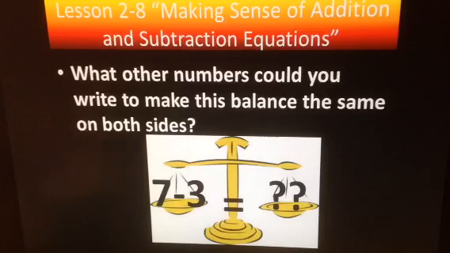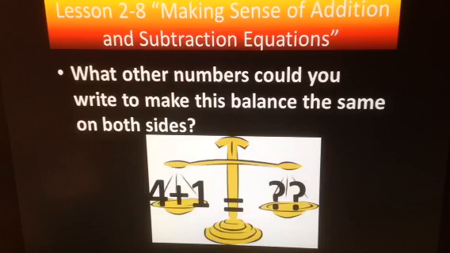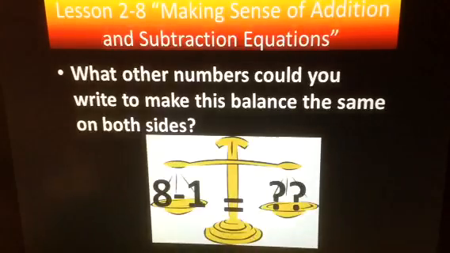What other numbers could you write to make this balance the same on both sides? Pause the video right now to think about some on your own. What other numbers could you write to make this balance the same on both sides? 4 plus 1 is equal to 5, so show me some other number sentences you could write that equal 5. What other numbers could you write to make this the same on both sides?